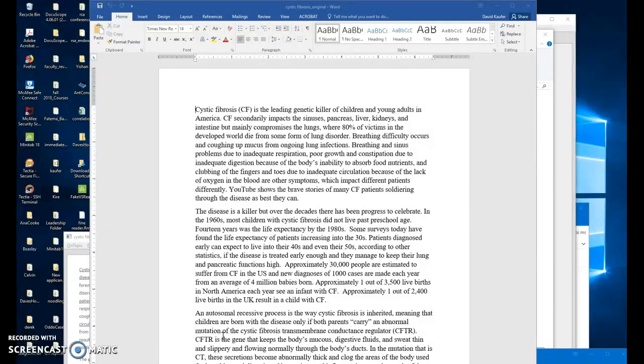If we go to the next paragraph, the disease is a killer, but over the decades, there has been progress to celebrate. In the 60s, most children with cystic fibrosis did not live past preschool age. 14 years was the life expectancy. Some surveys today have found the life expectancy of patients increasing in the 30s. Patients diagnosed early can expect to live into their 40s and even their 50s if the disease is treated early enough. Basically, this paragraph is somehow about lifespan and life expectancy for people with the disease.